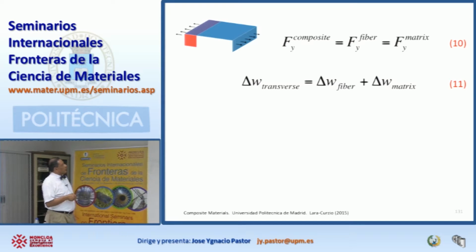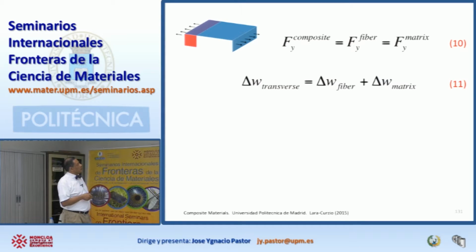When you apply this force, you're going to have a change in width. So this is going to stretch, and that's what we call delta W. The fibers are going to stretch. This is what we call delta W of the fiber. And then the whole composite is going to change width. And this is what we call delta W in the transverse direction. This is the result of applying this force to this composite.